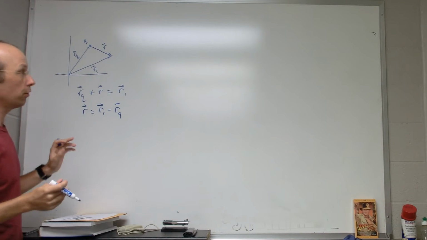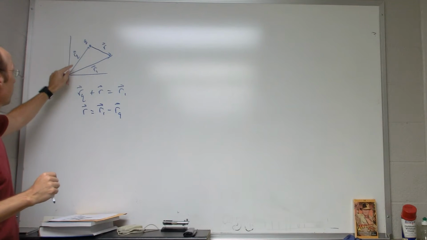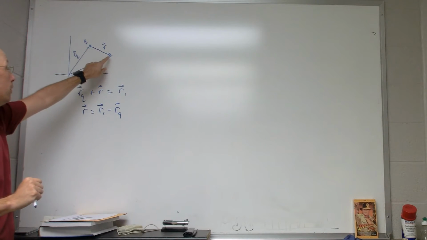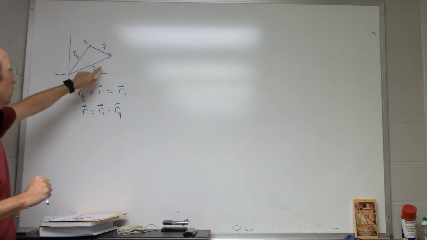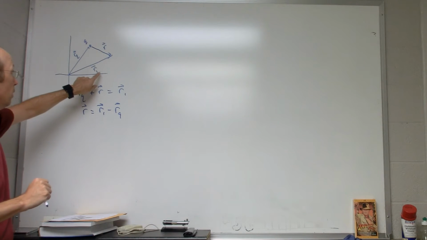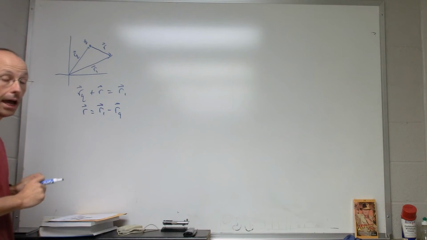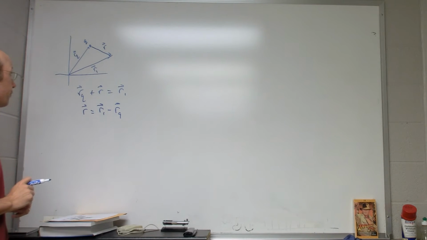And this is always true. If I have two vectors, the difference between those vectors is from the first vector to the second vector. This is just like the change in position. You end up at R1, you start at RQ. So I have that vector R.